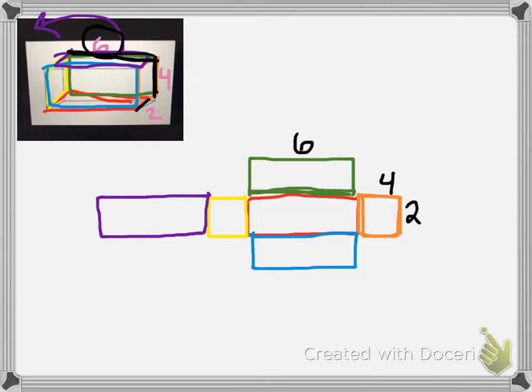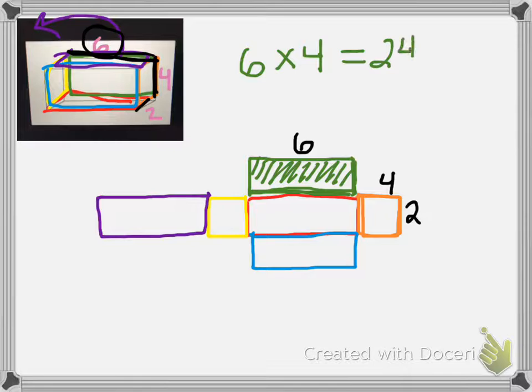What we're going to do first is find the area of this piece of the rectangular prism. And we know that the area for a rectangle is base times height. So we know that the base is 6, and the side over here is 4. So the area of the green rectangle is going to be 24, right? Yes, okay.